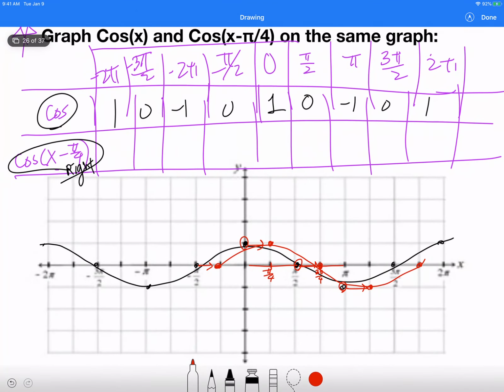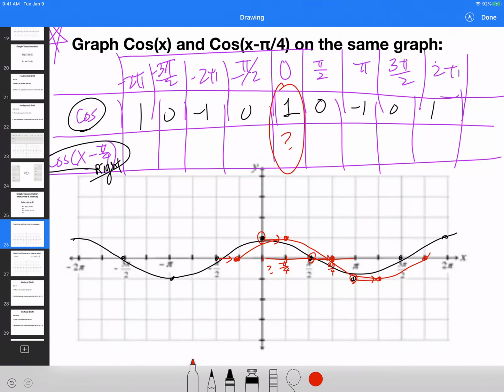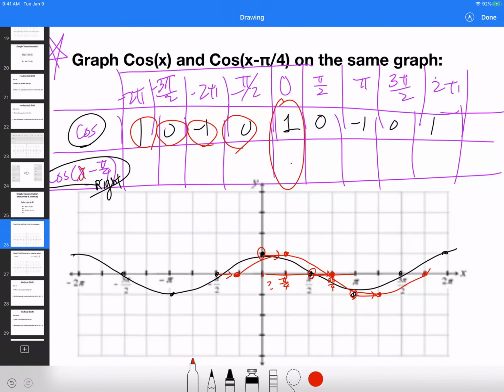Now then the big question is, what is going to be the value when it's at 0? Okay, so what is going to be this value? Well, it's really hard to say, because if you're plugging in 0 into here, you're not going to get 1, 0, -1s anymore. You're going to get something like this. If you plug in 0 into this function, you're going to get cosine of 0 minus pi over 4. Well, what is that? Let's go back to our reference angle chart. That means we're finding cosine of negative pi over 4.